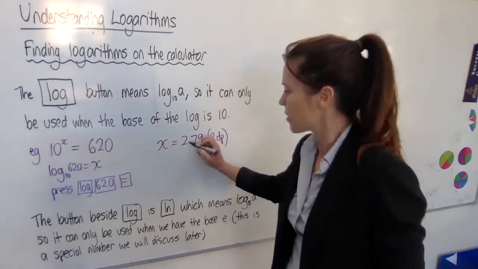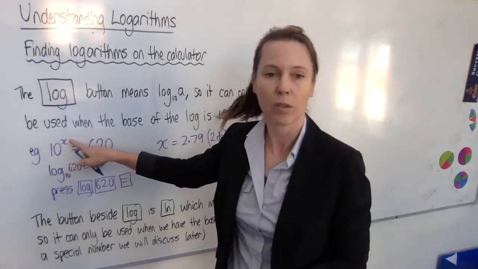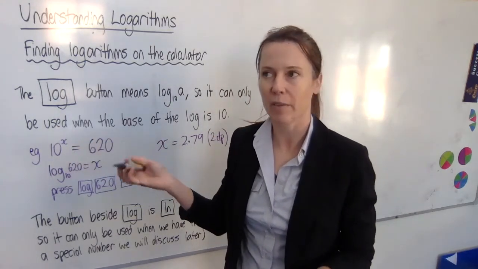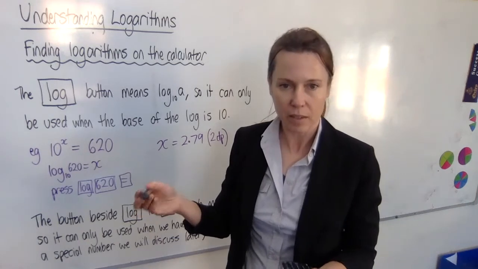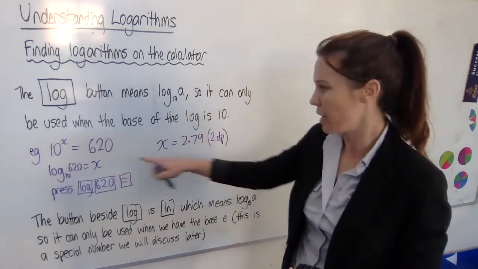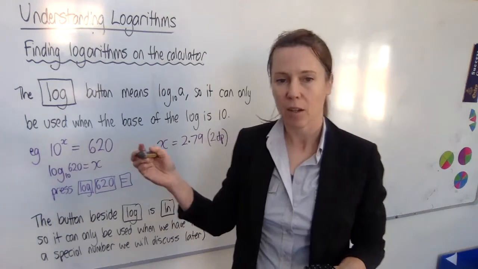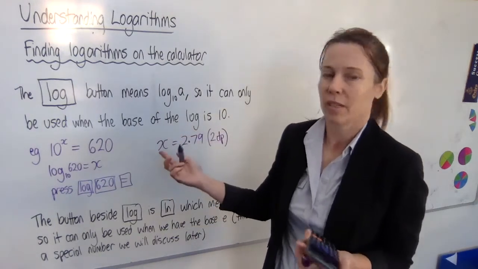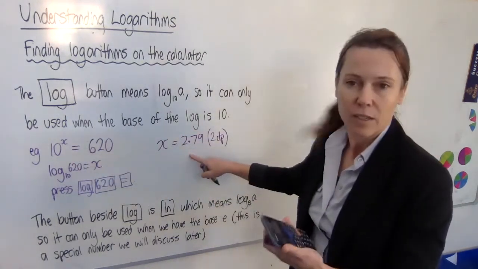Let's check if that makes sense. What's 10 to the power of 2? It's 100. What's 10 to the power of 3? That's 1,000. So it sort of makes sense that it's going to be a number between 2 and 3. Now, could you have figured that out in your head? Absolutely not. You really need a calculator to figure this out.